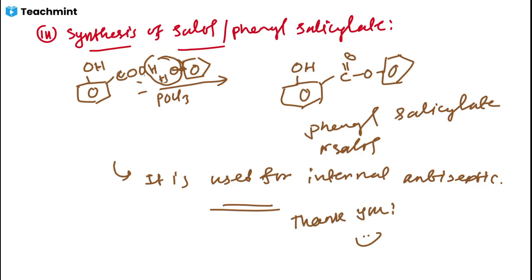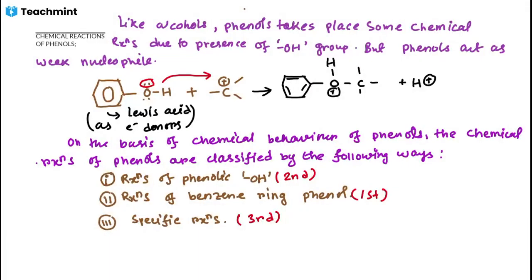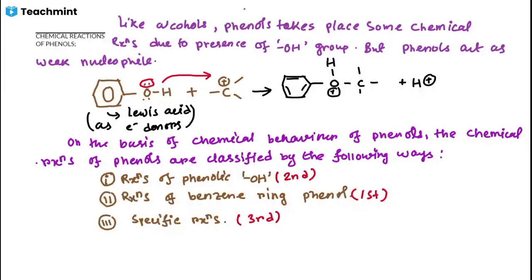And here is the slide for today's topic. The chemical reactions of phenol: like alcohol, phenol undergoes several reactions due to the presence of the OH group, and phenol also acts as a weak nucleophile. On the basis of the chemical behavior of phenols, the reactions are classified as reaction of phenolic OH, reaction of the benzene ring of phenol, and some specific reactions. Our today's topic is reaction of the benzene ring in phenol.